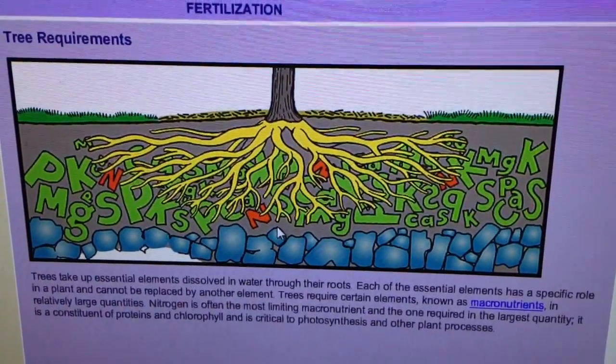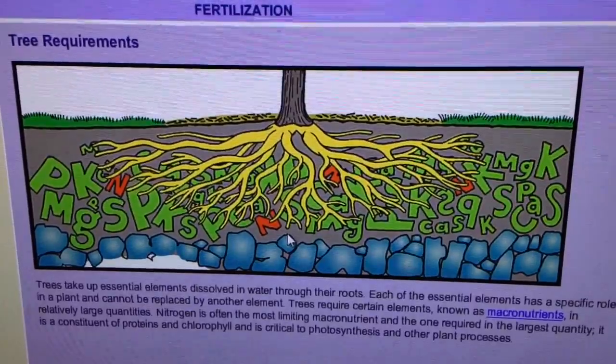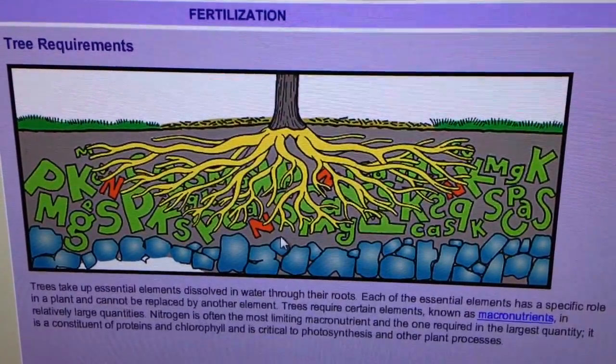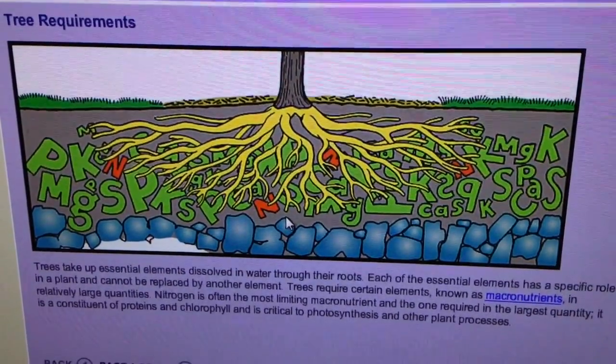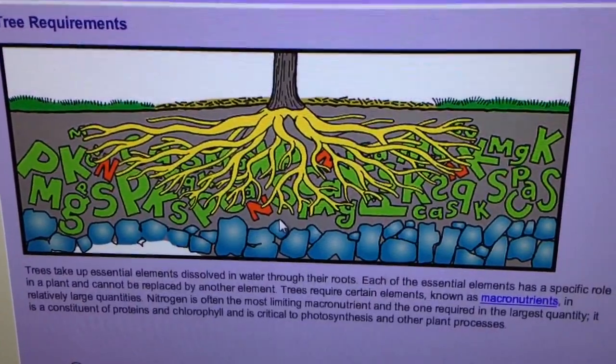Nitrogen is often the most limiting macronutrient and the one required in the largest quantity. It is a constituent of proteins and chlorophyll and is critical to photosynthesis and other plant processes.